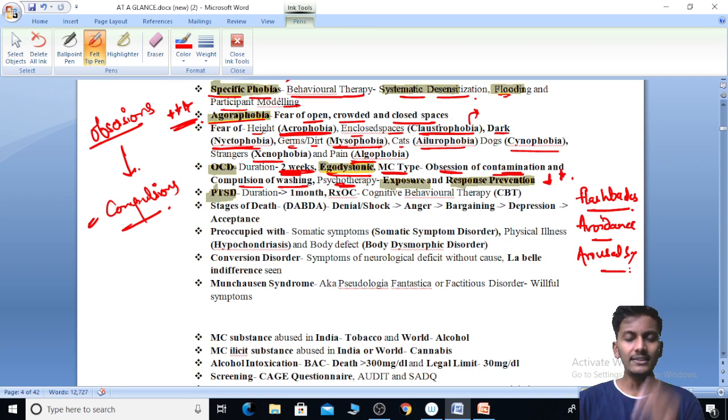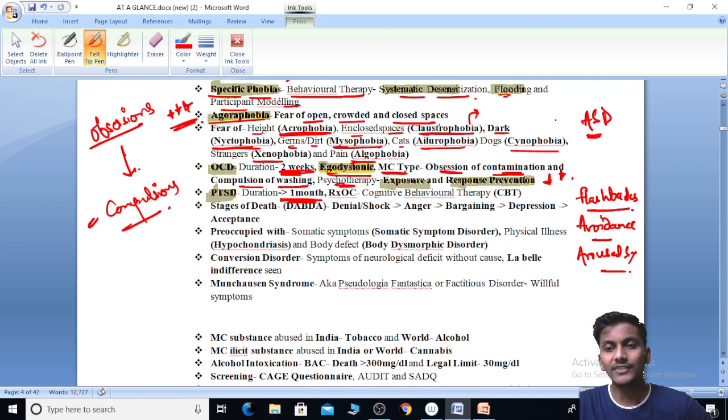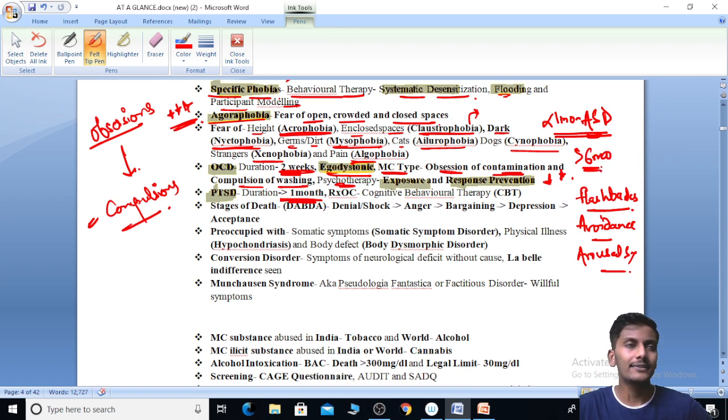And it is diagnosed if these symptoms are lasting for more than 1 month. So please remember, if these symptoms are lasting for more than 1 month, then and only then it is diagnosed as post-traumatic stress disorder. Okay, if these symptoms are lasting for less than 1 month, it is known as acute stress disorder. And if the symptoms occur after 6 months, okay, so if an accident occurred in December and the patient is experiencing symptoms in June, this is known as PTSD of delayed onset. Okay, if the patient experiences symptoms after 6 months, then this is known as PTSD of delayed onset. Yaad rakhna. Okay, so this is what PTSD is.